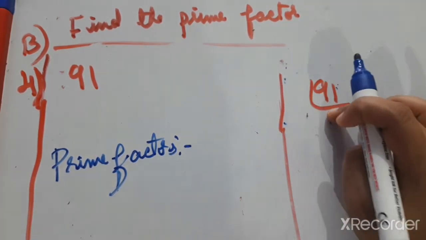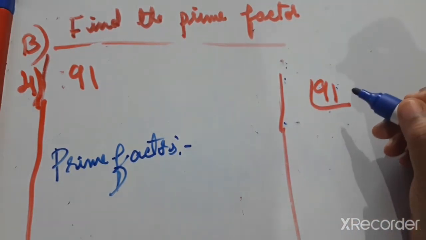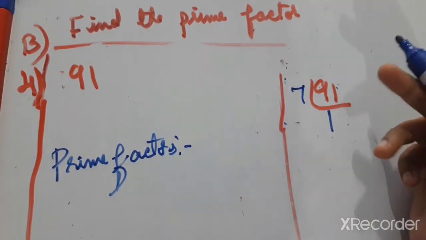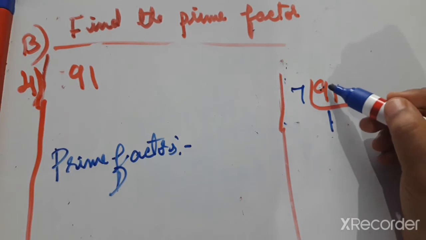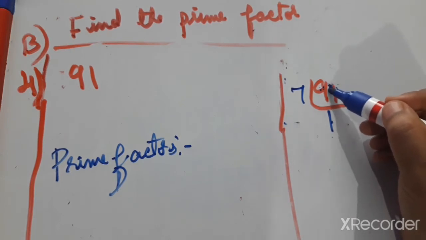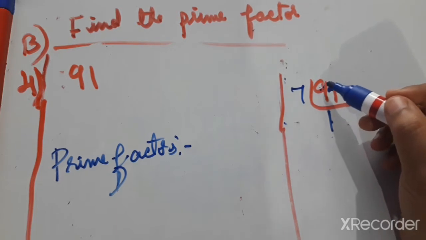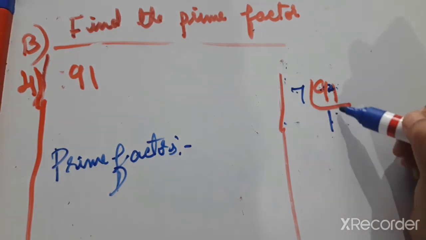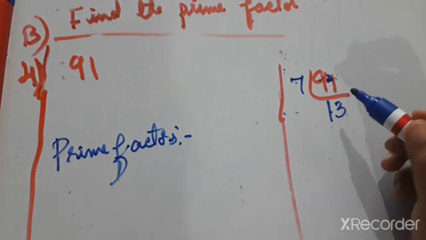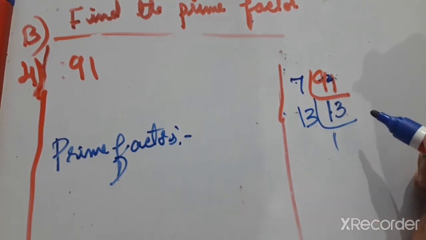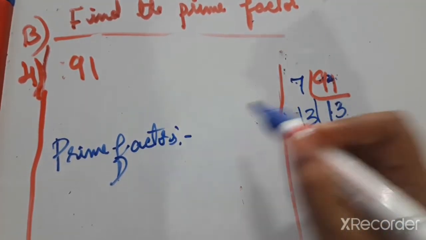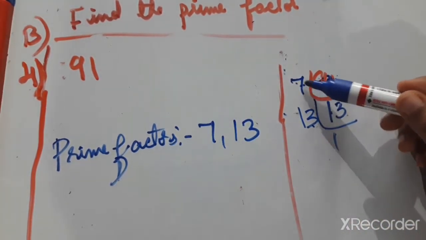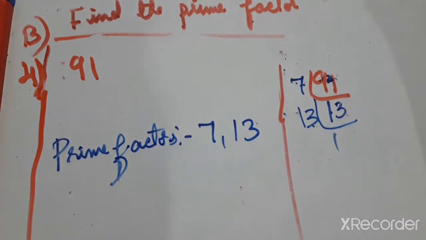Then any other tables? 3 sevens are 21, no? So we can try with 7 also. 7 ones are 7, remainder is 3. 7 and 8 means 2. 3 how much are 21? 7. 3 sevens are 21. Then 13 will multiply. 13 ones are 13. So prime factors are 7 and 13. So we have to factorize only with prime numbers. 7 is a prime number and 13 is also a prime number.